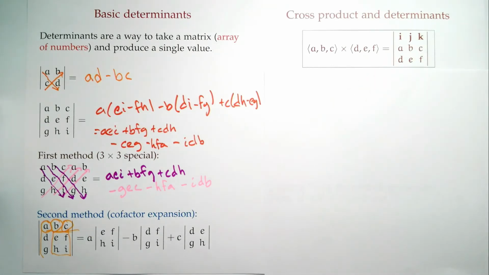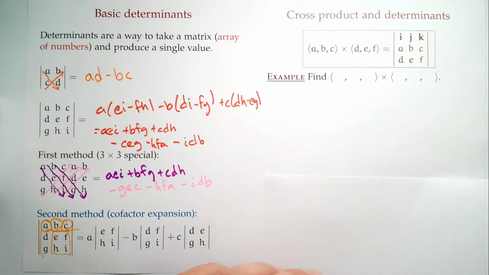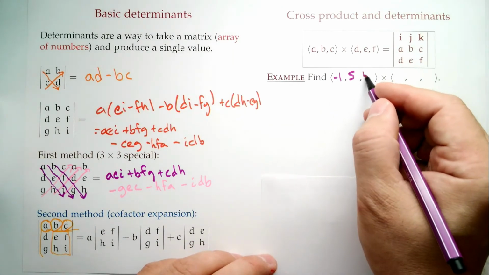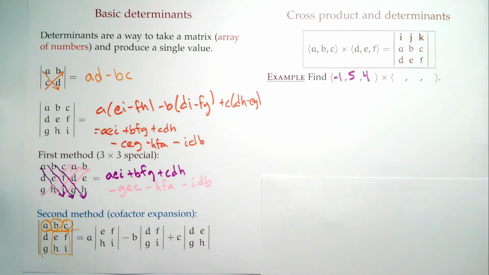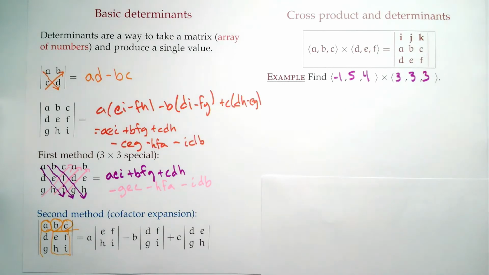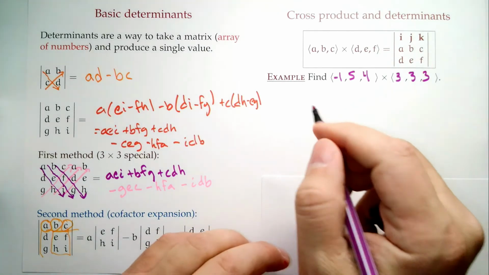And if you multiply all that out, do the work, lo and behold, you're going to get the cross product. It works. Okay. So let's find the cross product of two vectors. All right. So we need a first vector. What's our first vector going to be? Negative 1, 5, 4. What's our second vector going to be? 3, 3, 3. All right, that's a vector. Okay. Negative 1, 5, 4, cross 3, 3, 3.